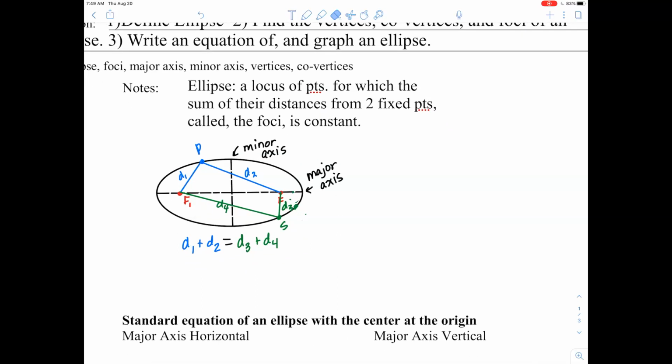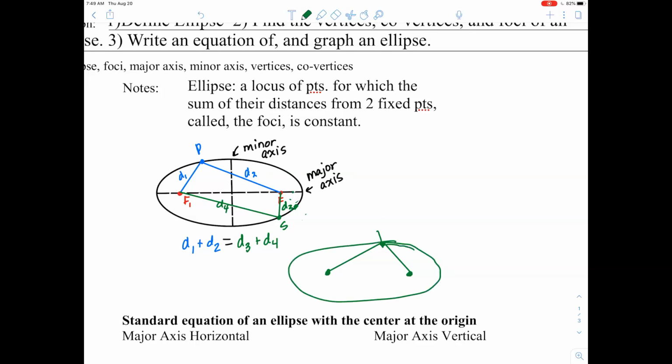In fact, if you were to take a piece of cardboard and put foci on the board a certain distance apart, and then you were to tie a piece of string to both ends, one end of the string here and one end of the string here, and put your pencil right here and keep the string taut. As you drag that pencil around, the figure that you would create would be an ellipse.